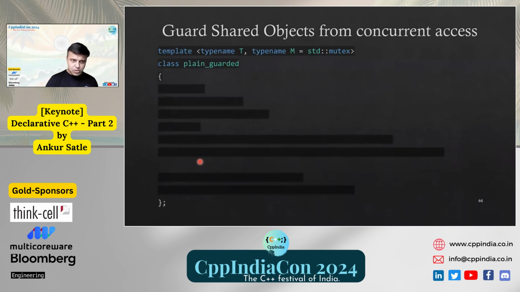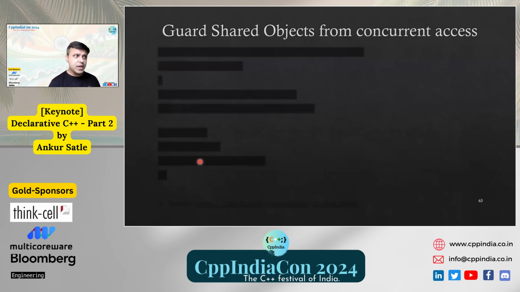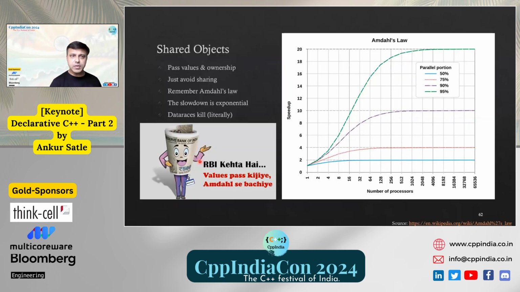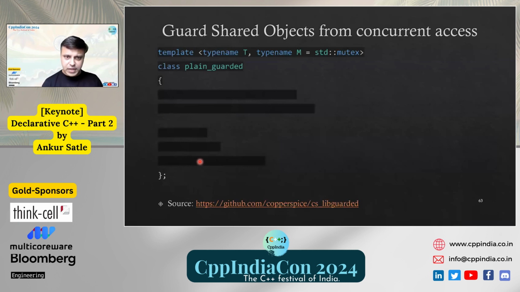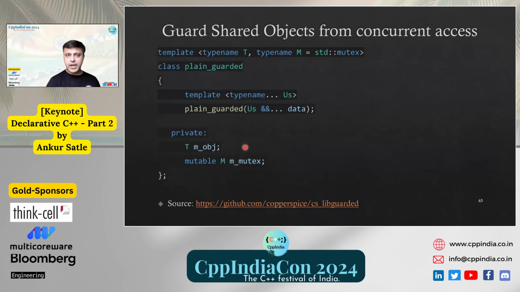Okay. So what we discussed was the guarded shared object. When you have shared objects, you want access to it to be very controlled. I'm talking here about a library which is created by Ansel and Barbara. It's called CopperSpice, and it is a superb library which actually helps us in managing access to shared objects. So here, that's the GitHub link, and we are just talking about a plain guarded which will hold your object and it will also construct it.